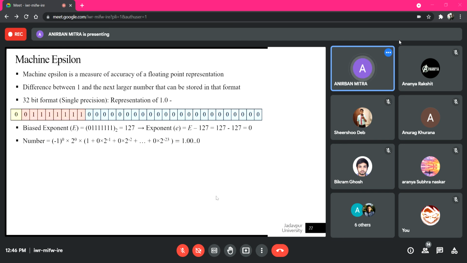The next thing is to look for the next larger number. What could be the next larger number here? There would be a change in the mantissa. What change?